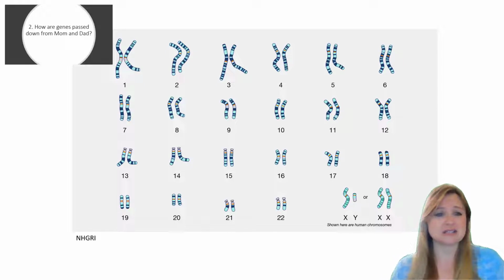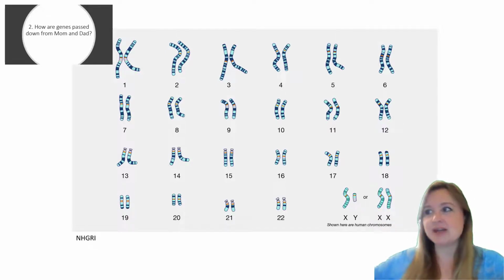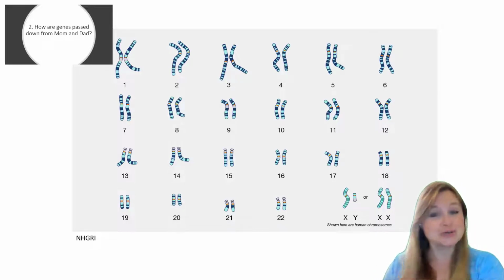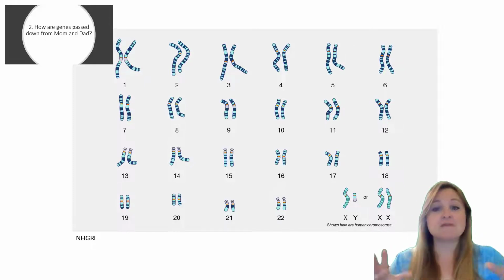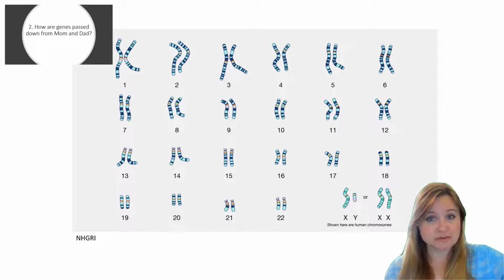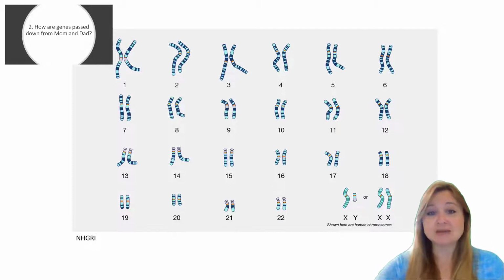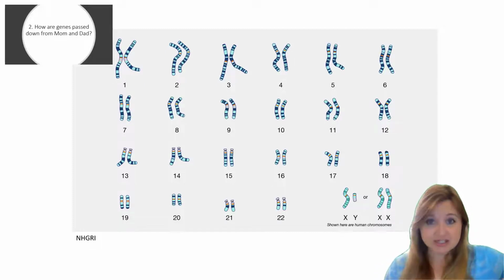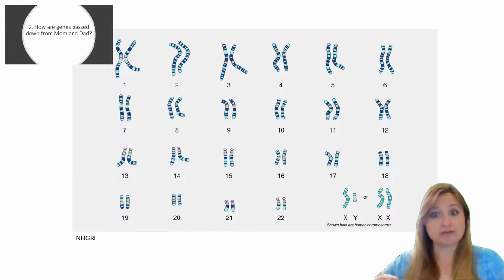So you can kind of think of it like your shoes. You have a left shoe and a right shoe. And if you have 23 pairs of shoes, well, maybe all the left shoes came from mom and all the right shoes came from dad. You have 23 pairs of shoes here, or 23 pairs of chromosomes, but you actually have 46 total shoes, or 46 total chromosomes. So half of the chromosomes come from mom and half of the chromosomes come from dad. And more specifically, one of each chromosome comes from mom or from dad.